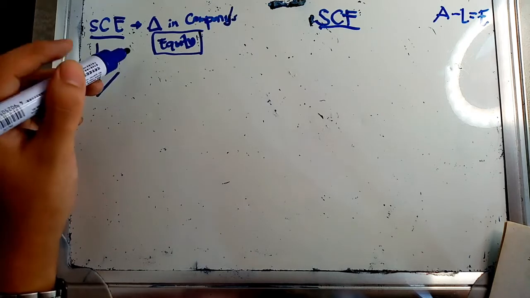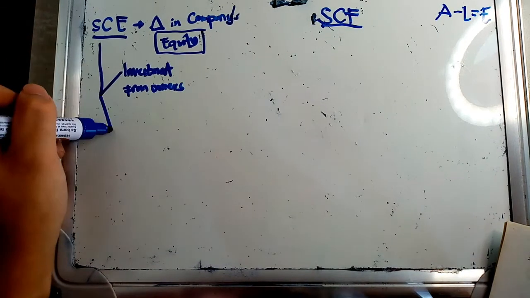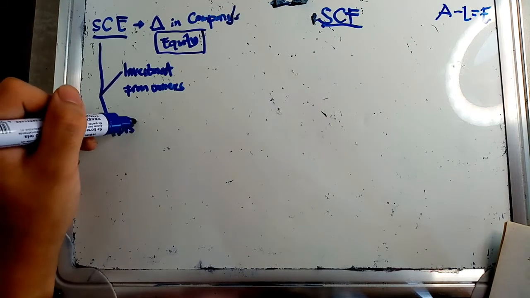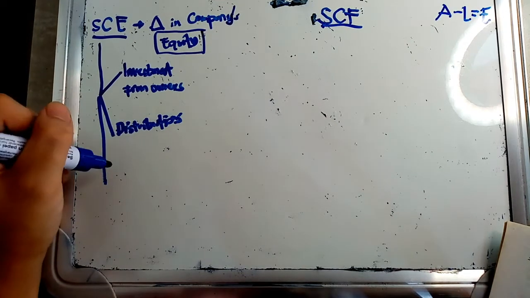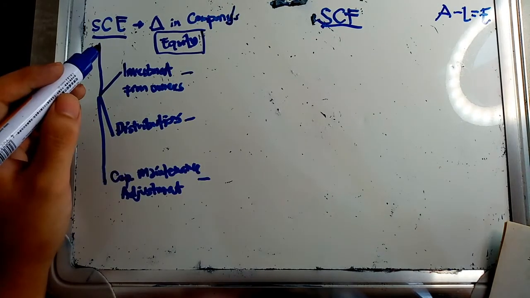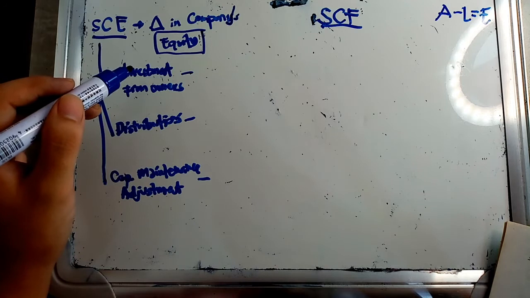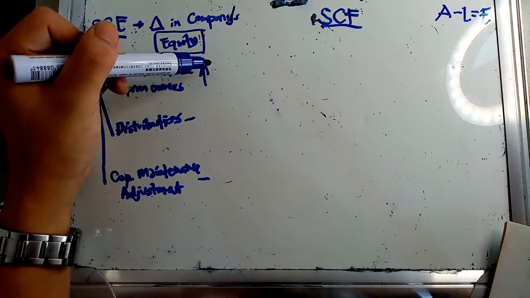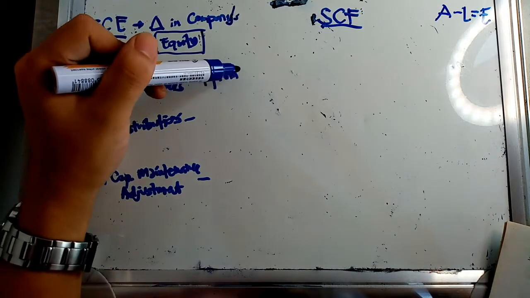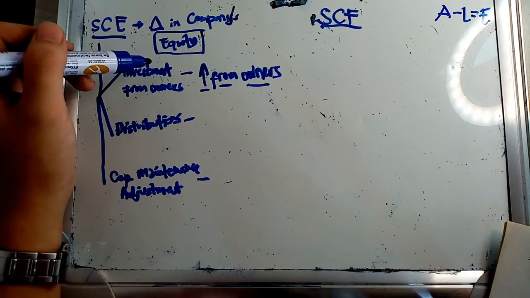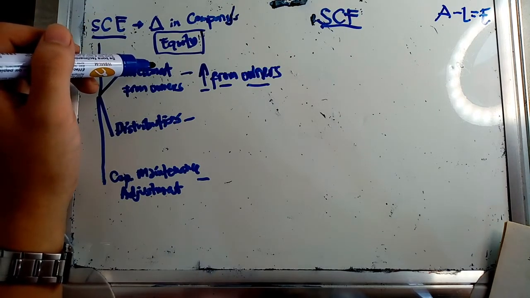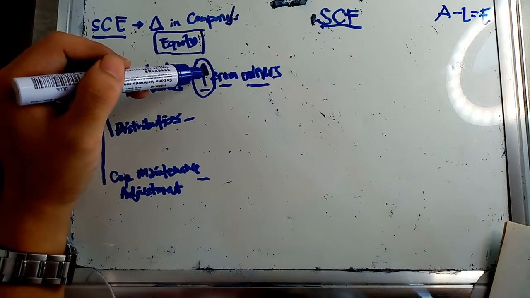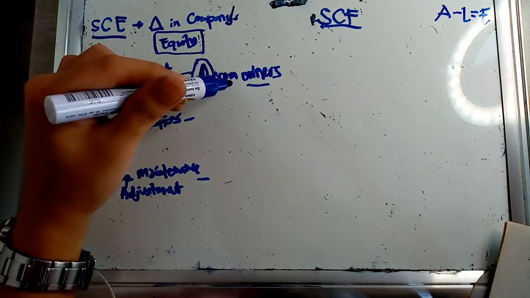Yung una, ito yung investment from owners. Pangalawa, distribution to owners. Capital maintenance adjustment. So ano nga ba ang investment from owners? It is an increase or decrease in equity resulting from asset contribution by other entities. It is mainly an increase from owners. Example, may nag-i-invest sa company, additional investment sa company. So, it will increase the investment from the owners, no?